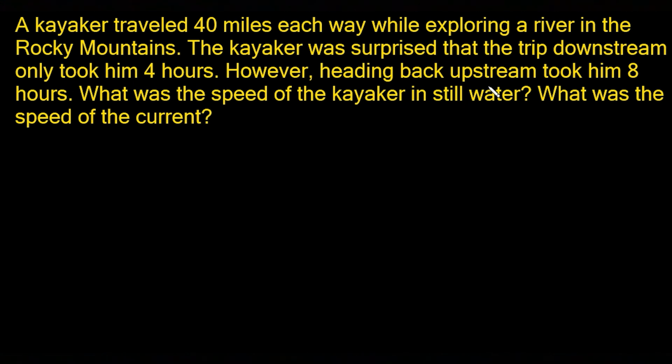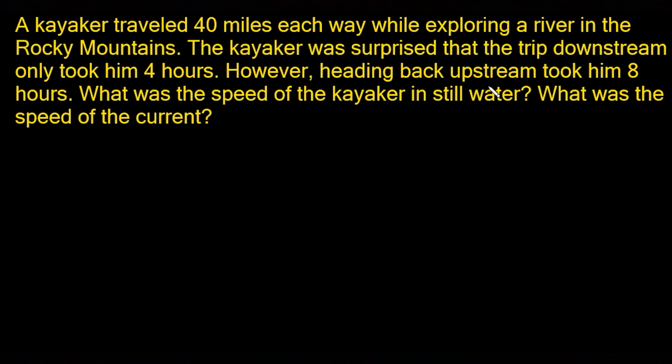It says a kayaker traveled 40 miles each way while exploring a river in the Rocky Mountains. So again, going one way was 40 miles, and then coming back was another 40 miles, okay? It then says the kayaker was surprised that the trip downstream only took him 4 hours. However, heading back upstream took him 8 hours. What was the speed of the kayaker in still water? What was the speed of the current?